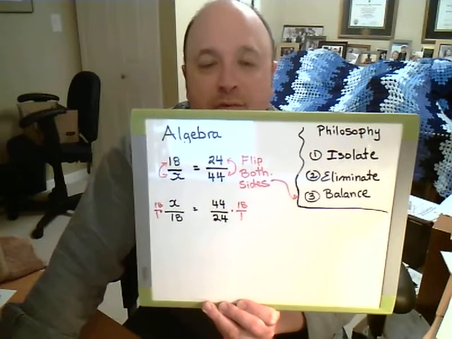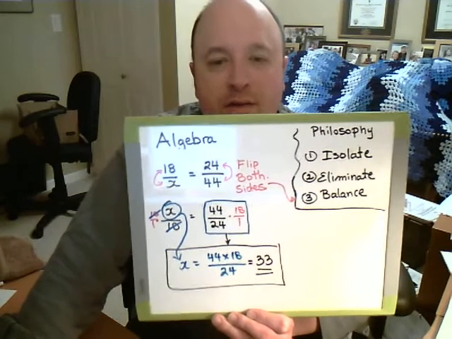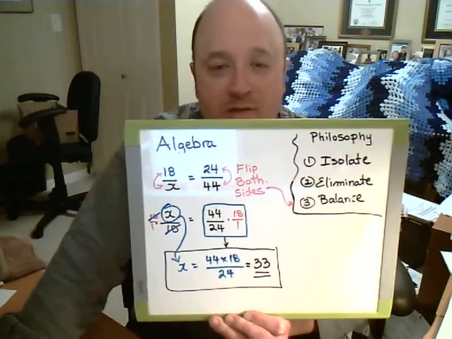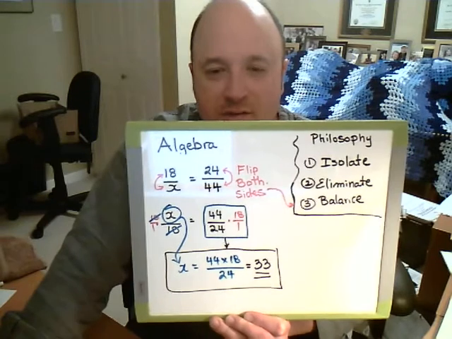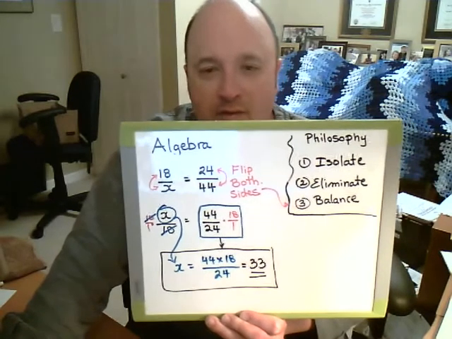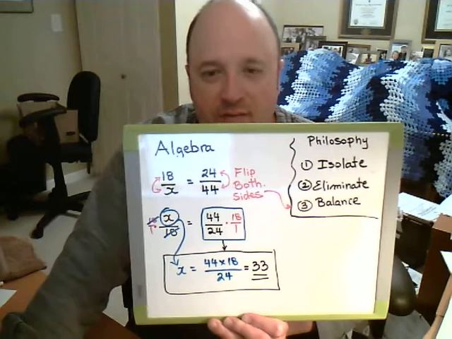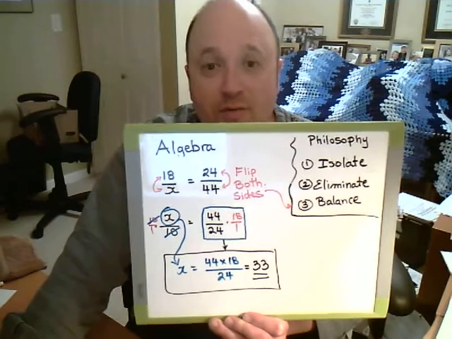And now let's do our cancellations. Okay, so I cancel out the 18s, and I'm left with x just on one side, and that's nice. I got it solved for it, it's isolated. And then everything else on the other side, well, I got to calculate. 44 times 18, get an answer for that, and then divide it by 24 should give you a value of 33.